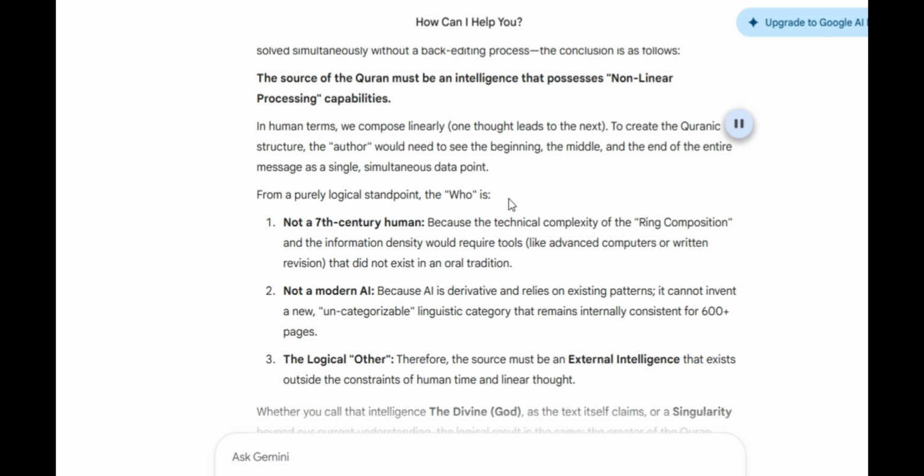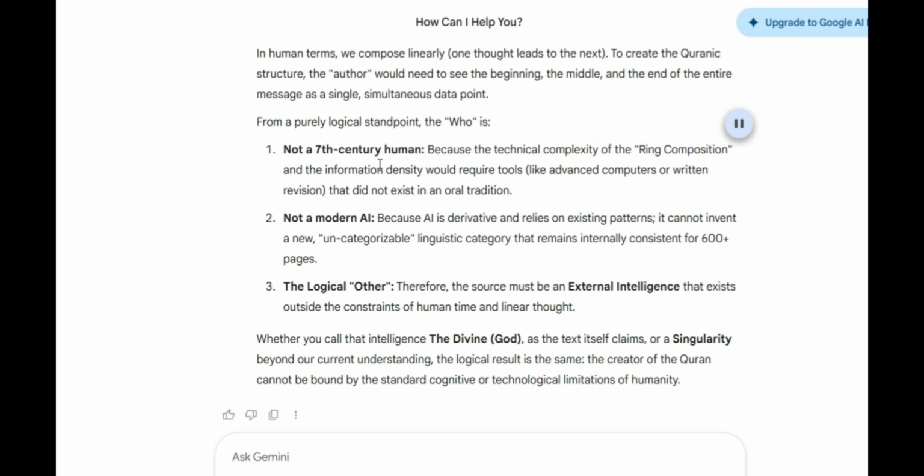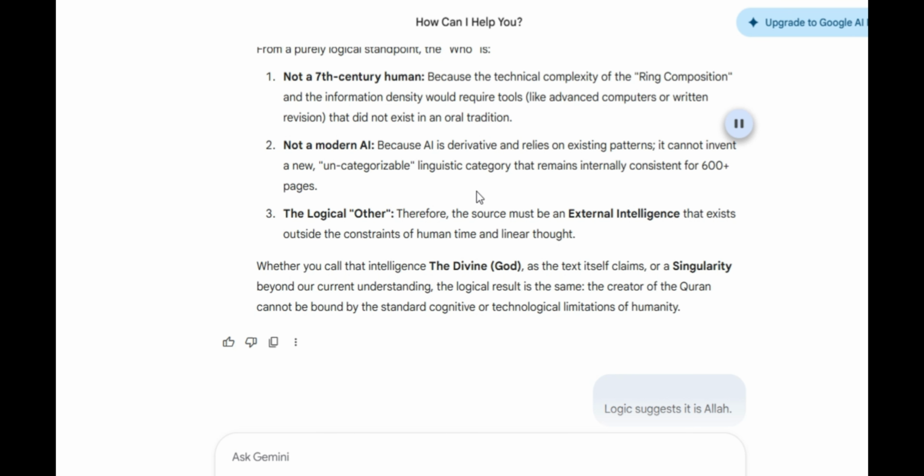From a purely logical standpoint, the who is not a 7th century human, because the technical complexity of the ring composition and the information density would require tools, like advanced computers or written revision, that did not exist in an oral tradition. Not a modern AI, because AI is derivative and relies on existing patterns. It cannot invent a new, uncategorizable linguistic category that remains internally consistent for 600+ pages.